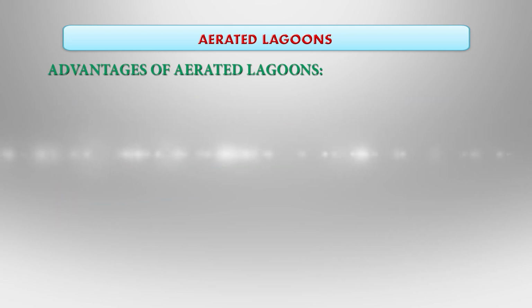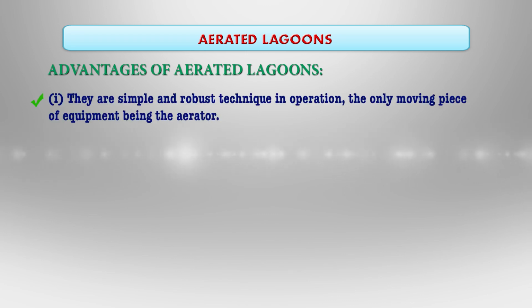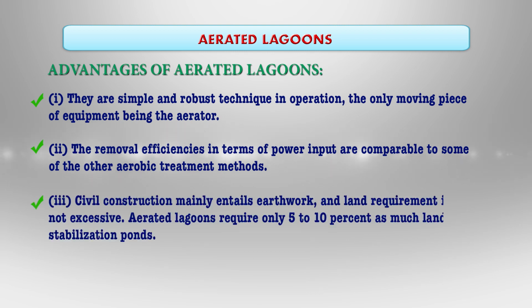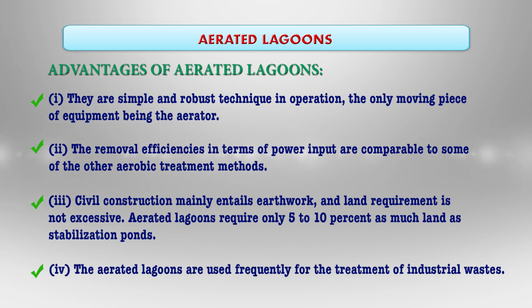If you look at the advantages of aerated lagoons, they are very simple and robust in operation, and the only moving piece of equipment is the aerator. The second advantage is that the removal efficiencies in terms of power input are comparable to some of the other aerobic treatment methods. And the third advantage is that civil construction, mainly earthwork, and the land requirement are not excessive. Aerated lagoons require only 5 to 10% as much land as stabilization ponds, and they are used frequently for the treatment of industrial waste.